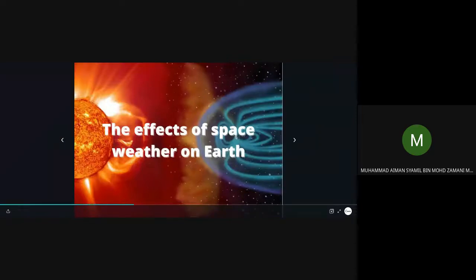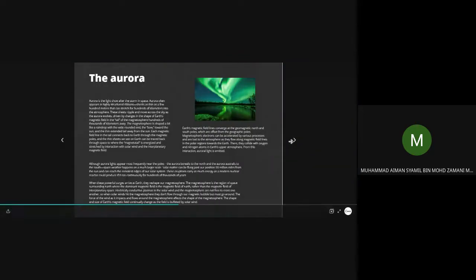The effect of space weather on Earth. The aurora. Aurora is the light show after the storm in space. Aurora often appears in highly structured ribbons, sheets as thin as a few hundred meters that can stretch for hundreds of kilometers into the atmosphere. These sheets ripple and move across the sky as the aurora evolves, driven by changes in the shape of Earth's magnetic field in the tail of the magnetosphere hundreds of thousands of kilometers away.